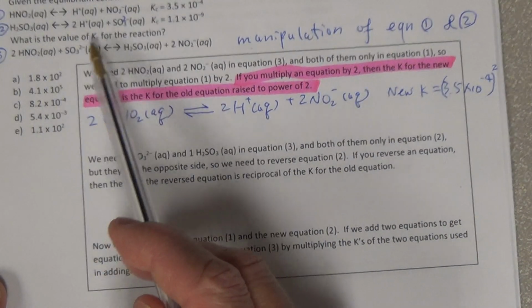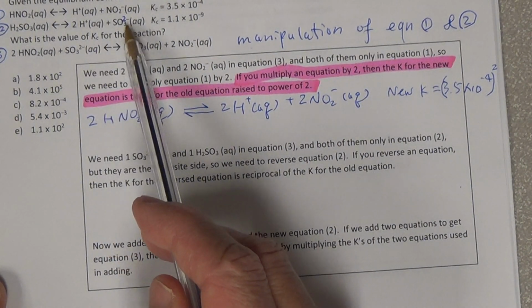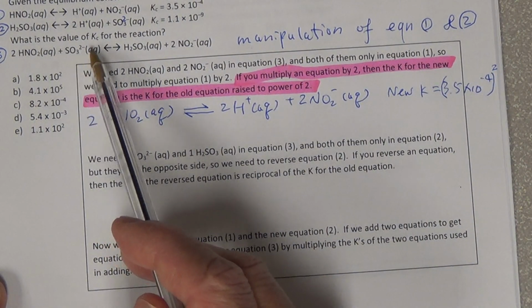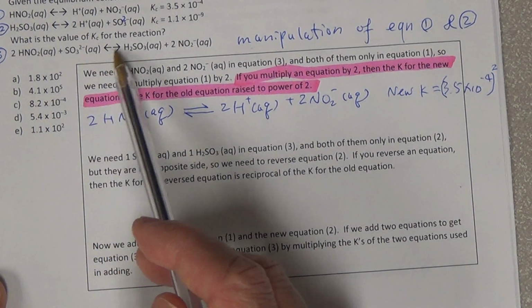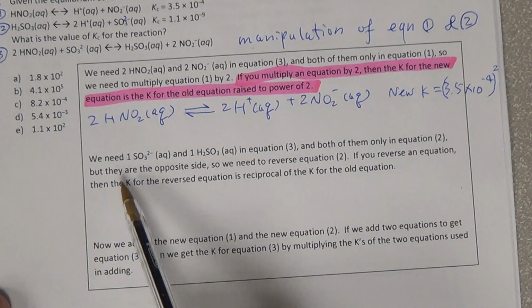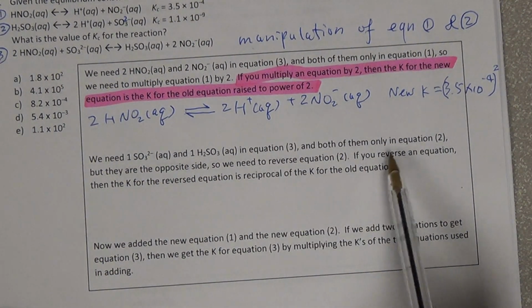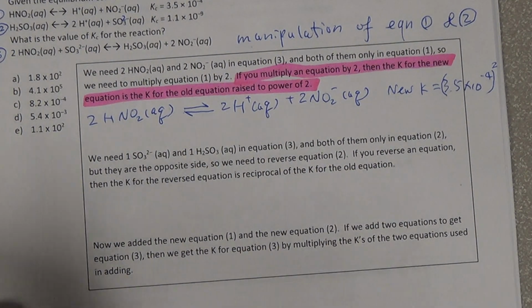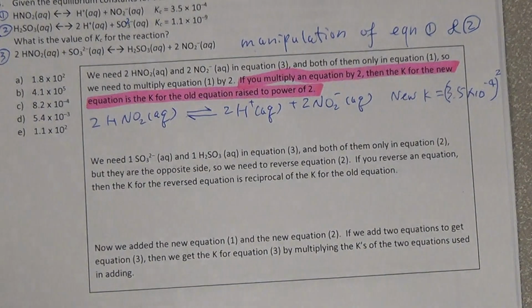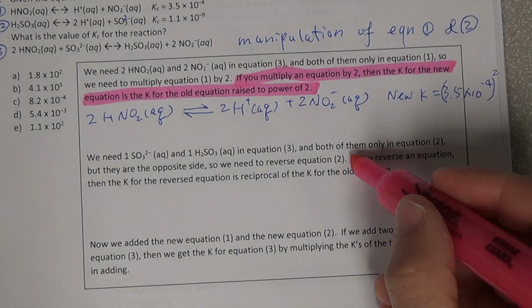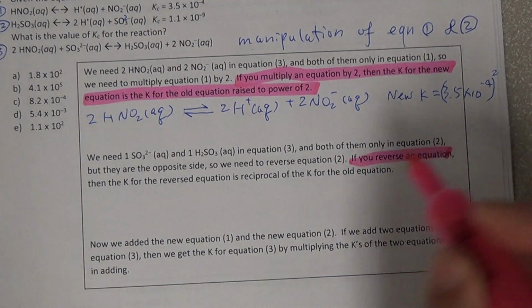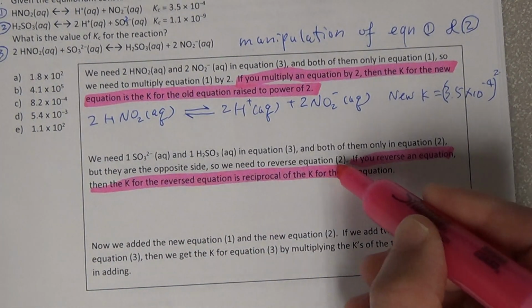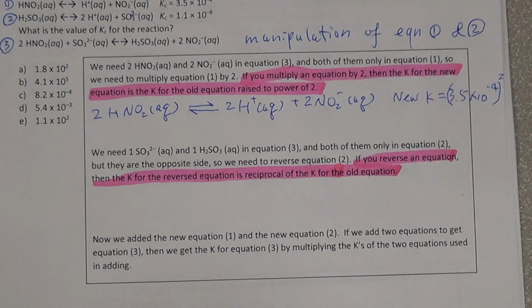So in equation 2, we have SO3 2 negative on the right side of the arrow, but we need SO3 2 negative on the left side of the arrow in equation 3. So we need to reverse equation 2. Okay, so if you reverse equation 2, here's the rule: if you reverse any equation and get a new equation, then the K for the reversed equation will be the reciprocal of the old equation.